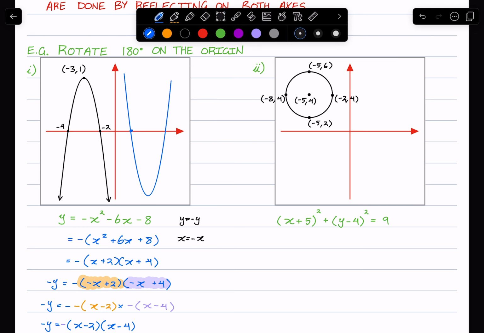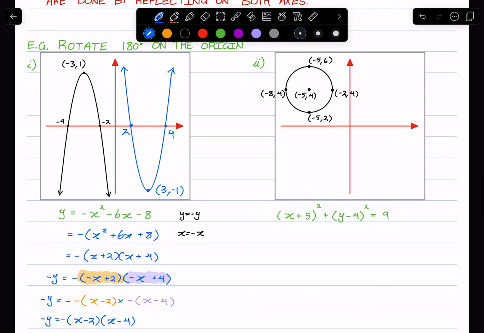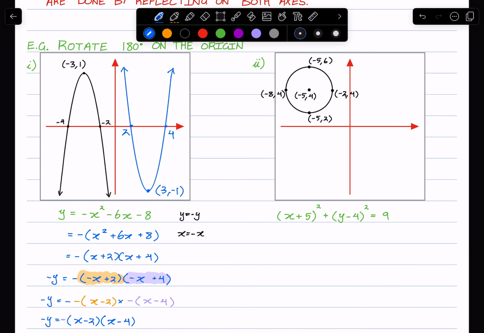But now to really visualize that, it would become something like this. It would become positive 2, positive 4. And this negative 3 reflected on the y-axis would become positive 3. And at the same time, that 1 reflected on the x-axis would go down to negative 1. So this point would become positive 3, negative 1. So that would be a 180-degree rotation of this parabola.